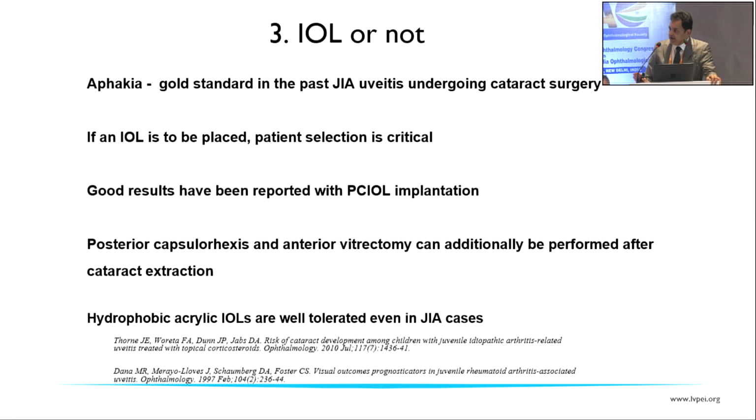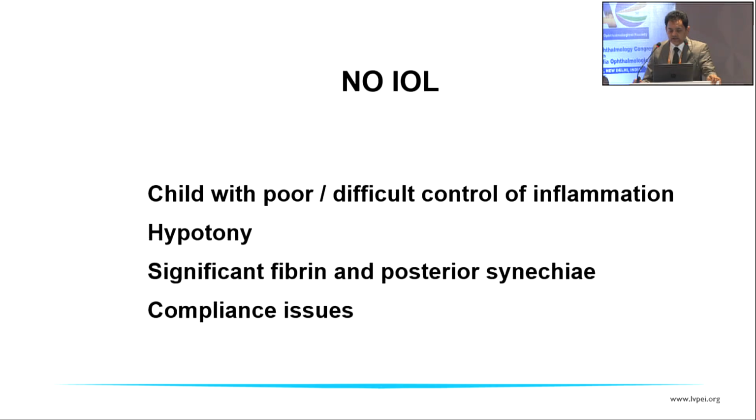Mostly aphakia is the gold standard in most patients. But if you want to place an IOL, patient selection is crucial. Good success rates have been published of late. In the last decade, more and more people are implanting IOLs in this group of patients with a good anterior vitrectomy and capsulorhexis. And of course, you have to go for hydrophobic lenses.